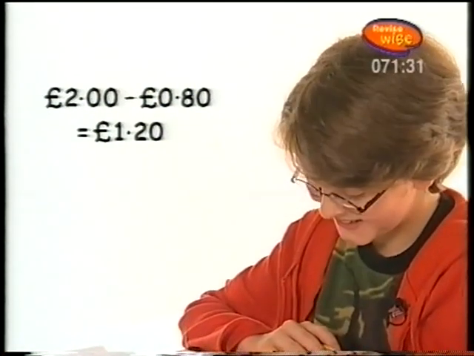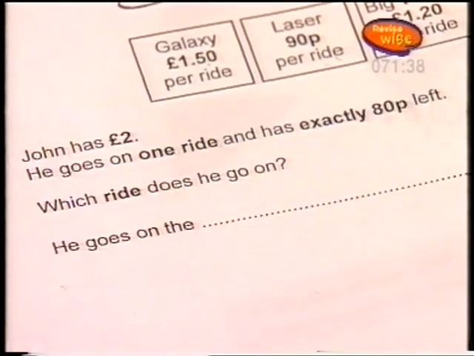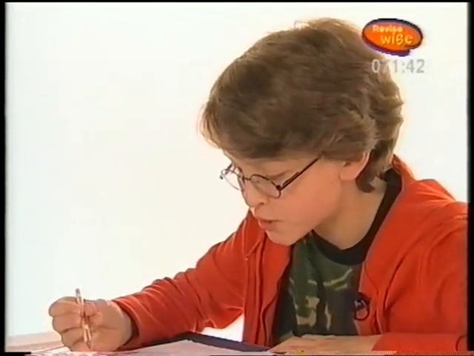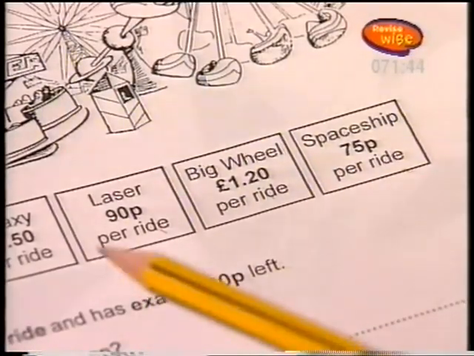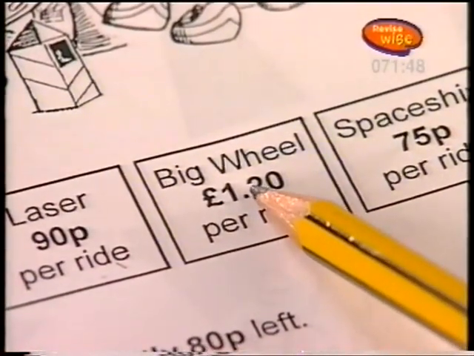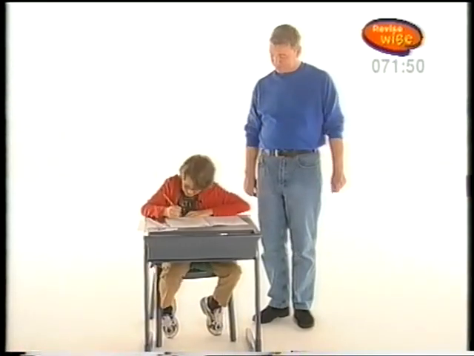That's £1.20. Well, the maths is right, but what does the question ask? Ah, it asks which ride John went on, so I have to look up the one that cost £1.20. That's the big wheel. So, write it down.